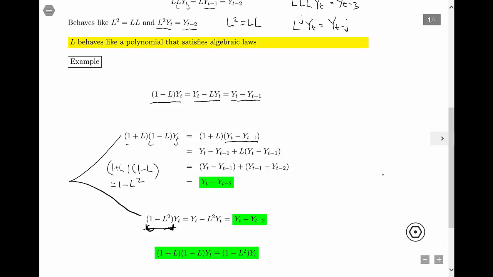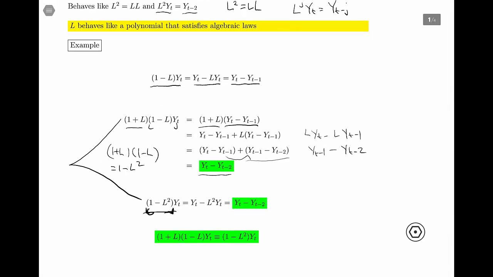So now we can just perform (1 plus L) of this. Again, expand it out, we're going to get yt minus yt-1 plus L of this. And by definition, we can expand out: L of yt minus L of yt-1 is just equal to lagging back yt one period, and lagging back yt-1 one period. So we're going to get this term here. And then these two yt-1 terms cancel out, and we're going to get yt minus yt-2.